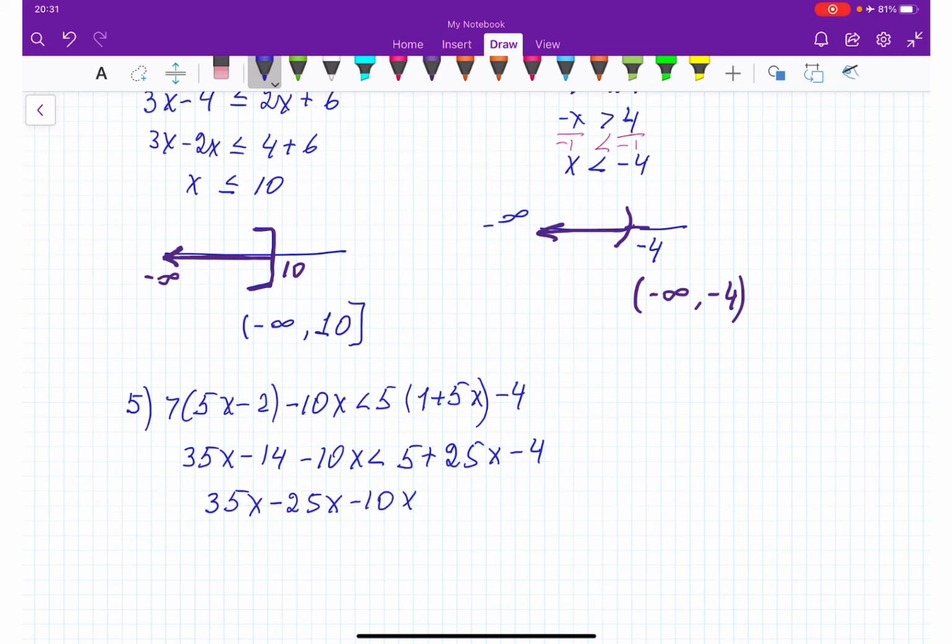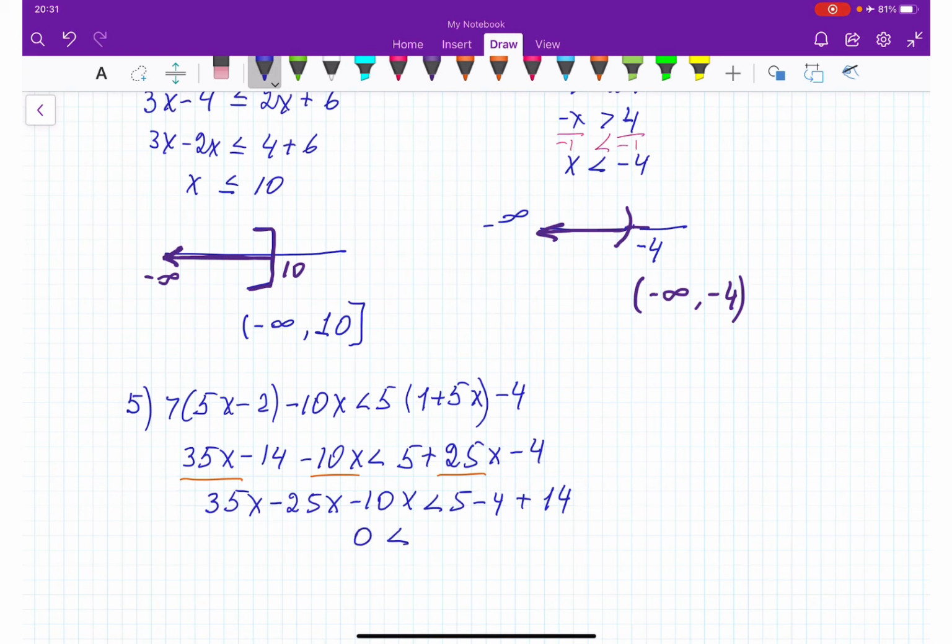Combining like terms. 1, 2, 3. 25x, I moved over the inequality, that's why I flipped the sign. Less than 5 minus 4, so negative 14 moving over will be plus 14. Okay? So let's see, 35 minus 25 is 10. 10 minus 10 is 0. So we are getting here 0.